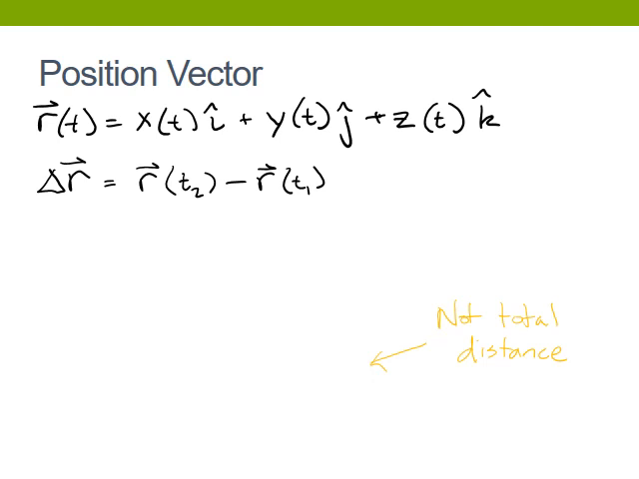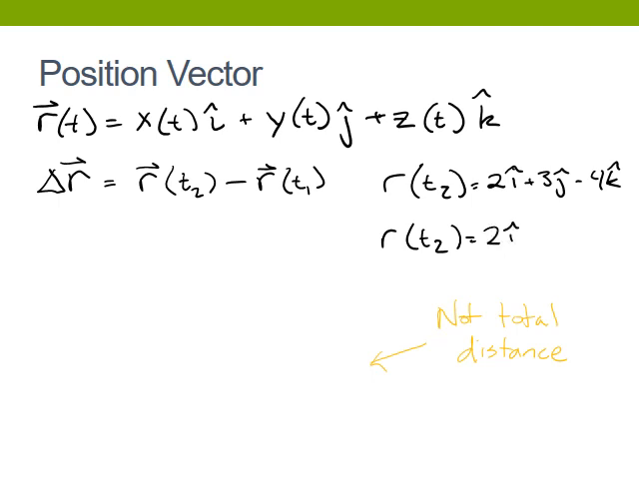So if, for example, r at my later time was 2 i hat plus 3 j hat minus 4 k hat, and my earlier time position was 2 i hat plus 2 j hat plus 2 k hat, now I could find my displacement vector.